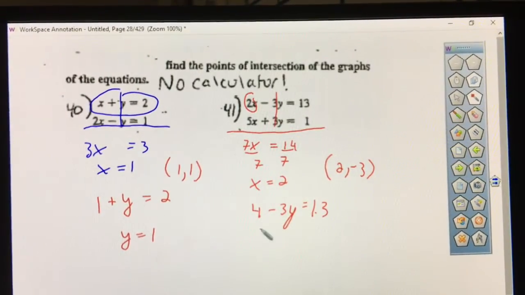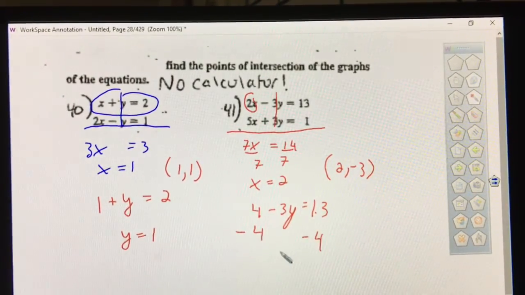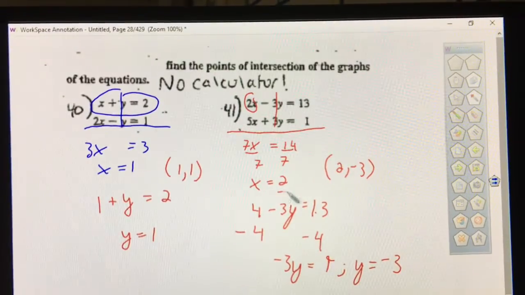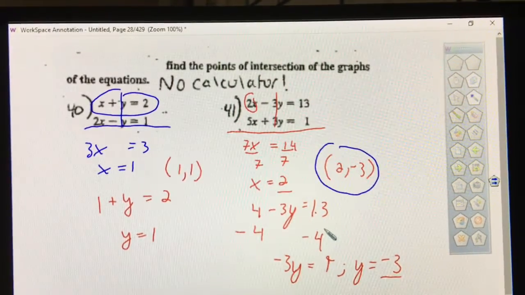So there's my 13. Subtract 4 from both sides. That's going to give me negative 3y equals 9. When I solve that, I get y equals negative 3. And there's my solution. X equals 2, y equals negative 3. So 2, negative 3 is the solution.